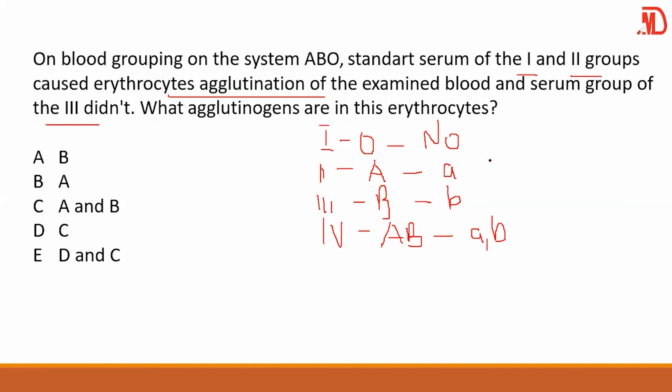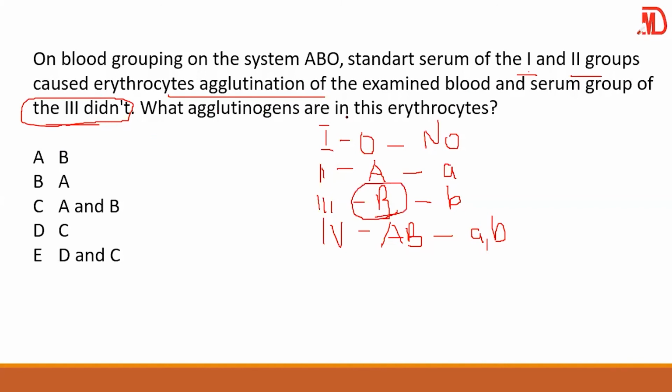So what do we call it? A universal recipient. Blood group AB are called universal recipients. They can only receive, but they cannot give to anybody unless they are blood group AB. And over here, they said there is agglutination of blood group A and blood group O, but there is no agglutination in the B group.